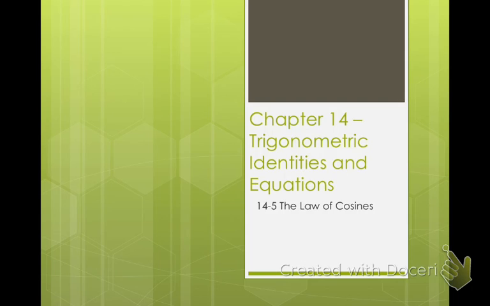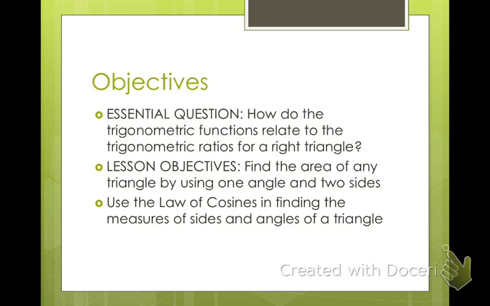So today we're going to do lesson 14-5, the Law of Cosines. If you had me for geometry last year, we also did this one after we did Law of Sines. We're going to learn about another way that you can relate missing parts of triangles to other sides and find missing values. Our essential question is, how do the trigonometric functions relate to trigonometric ratios for a right triangle? We're going to find the area of any triangle by using one angle and two sides. We're going to use the law of cosines in finding the measures of sides and angles of a triangle. So this is another way that we can find missing information.